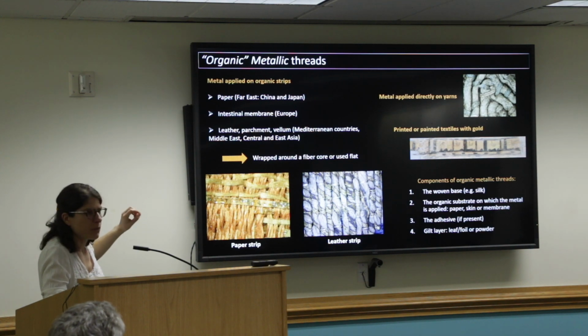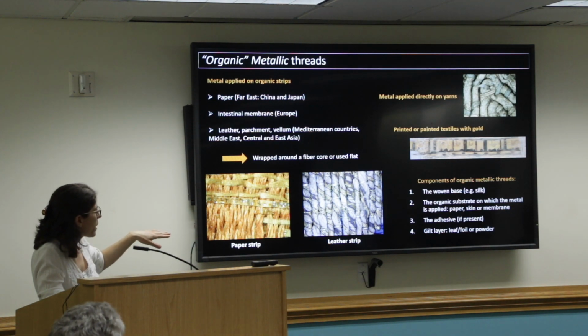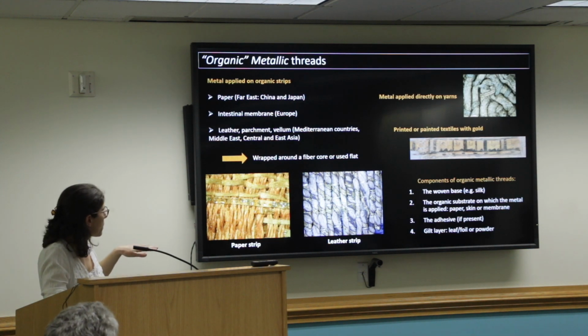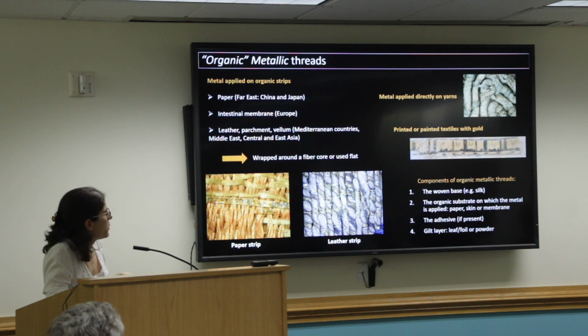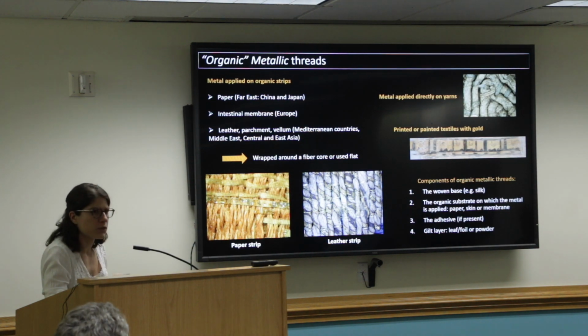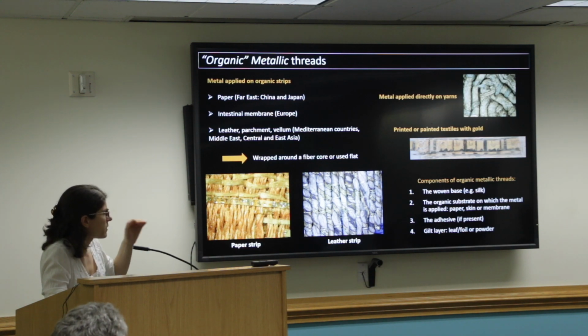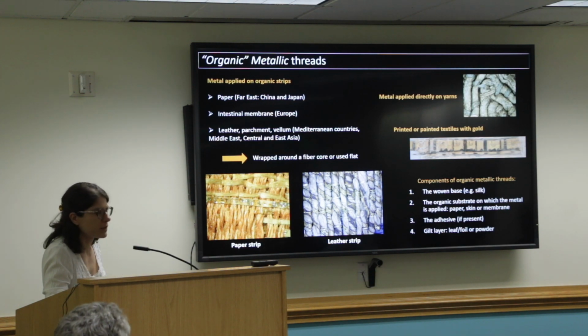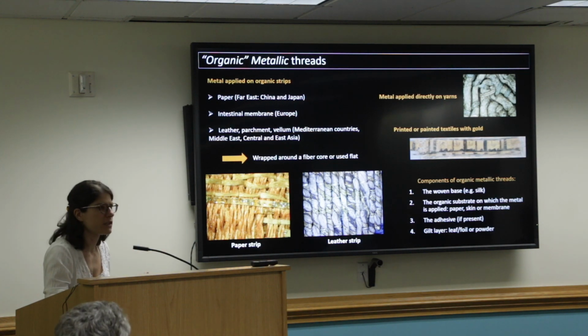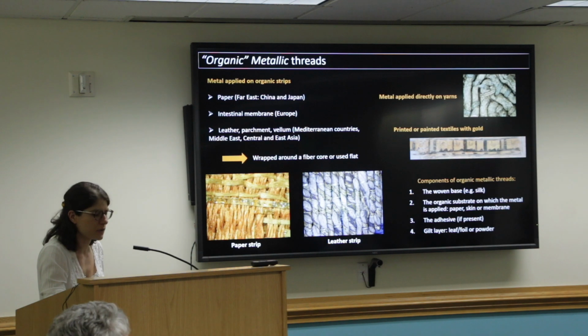In Europe, they were made by coating intestinal membrane with gold or silver. And the most common one is the one made with leather, so leather or skin tissues. There are other ways to gild textiles, one type by applying the gold directly on the threads, on the yarn, which is quite a rare example, but I'll talk a bit more about that after. And another type is just by directly painting or printing a textile with gold.